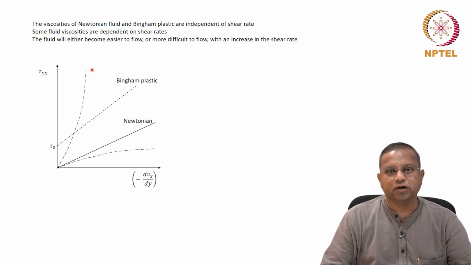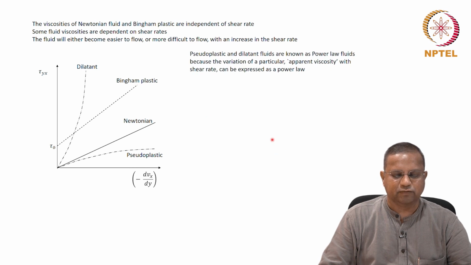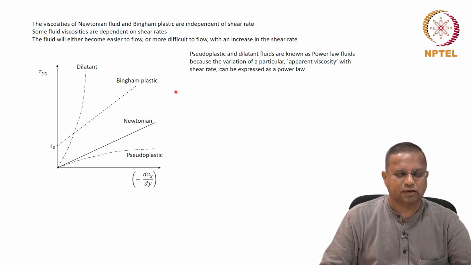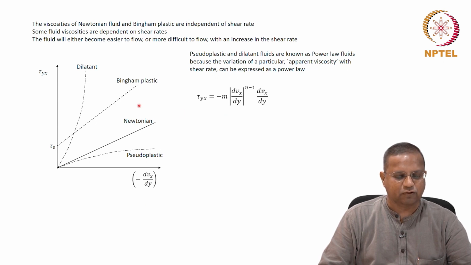The faster you move, the more difficult it gets to move. This is pseudoplastic, this is dilatant. Then we looked at the various expressions. The Bingham plastic was a threshold shear stress plus a Newtonian part that we saw. For the pseudoplastic and the dilatant, you could use a power law where the shear stress is given as a certain m times dvx/dy to the power of n minus 1. It's a velocity gradient dependent viscosity, and you take the minus with this, as we normally do, minus dvx/dy.